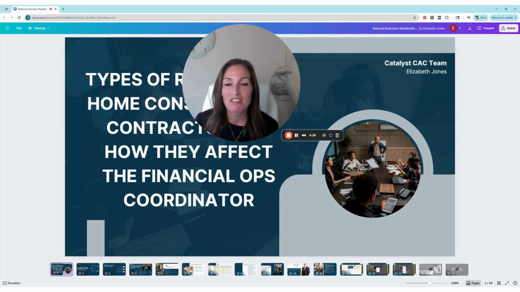And that's a problem. The second thing I've noticed is that a lot of residential construction company owners don't realize that they need to share the details of the contract with their financial ops coordinator. Now, the financial ops coordinator is the person who is in their office doing their daily financial operations, their accounts payable and accounts receivable, and keeping those cycles going. So if they don't know the details of the contracts that they've signed with the homeowners on these projects, it becomes very difficult to execute those details. So in this video, I want to talk about the different types of residential construction contracts and how it affects the workflow for your financial ops coordinator.